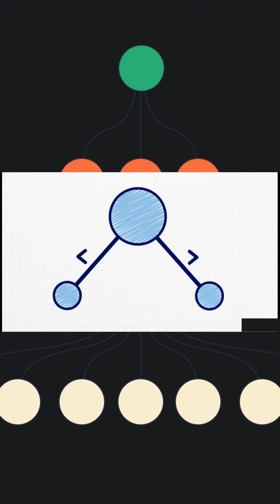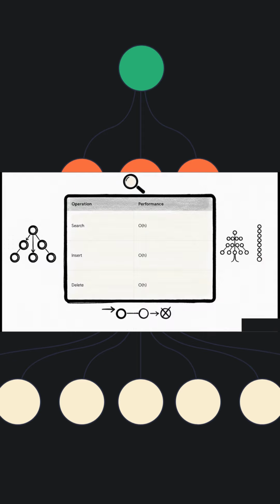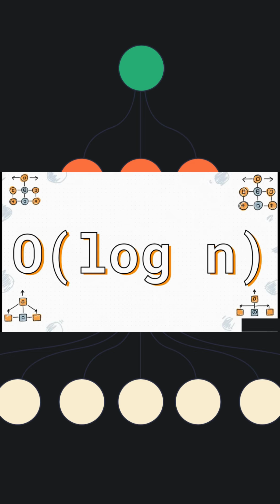And here's the magic rule that makes it all work. For any node, left is less, right is more. This rule is a total game changer. You get to chop your search in half with every single step. So what does that mean for performance? Well, search, insert, and delete all depend on the tree's height, h. In a perfect world with a balanced tree, that height is about log n. And trust me, that's crazy fast.